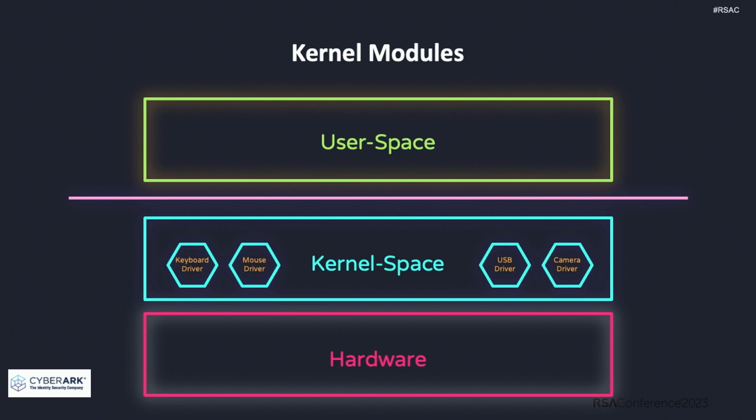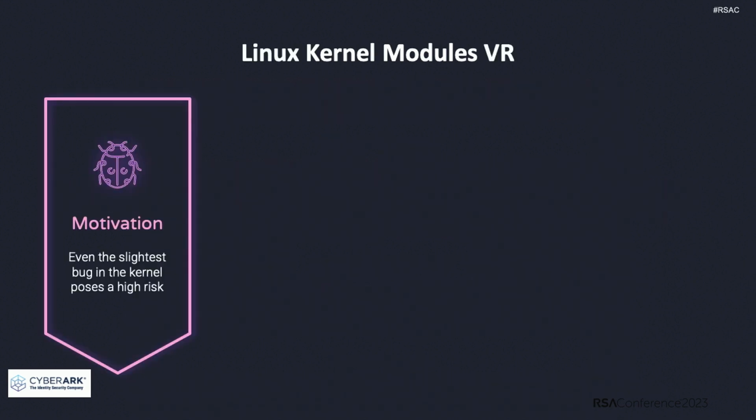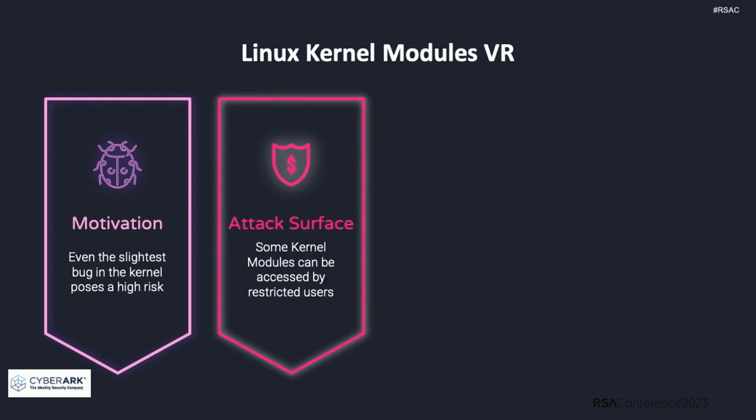All right, so now that we understood a bit the general architecture of the Linux operating system, let's jump back to our project. So we've conducted research focusing on the Linux kernel because essentially every bug in the kernel is critical due to the fact that the kernel is always privileged. And one of the best places to hunt for kernel bugs is in third-party kernel modules, because most of the time they're less examined and they're accessible by restricted users.